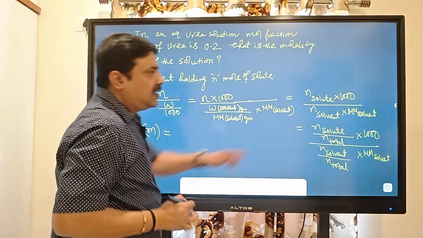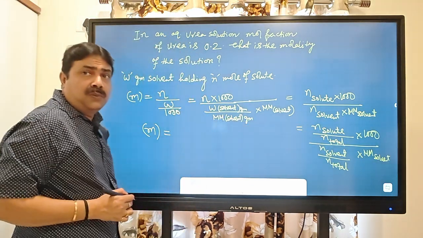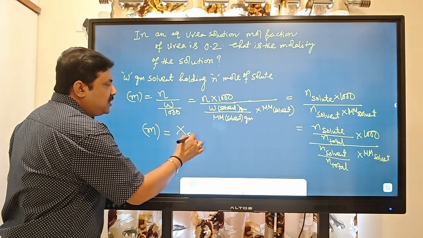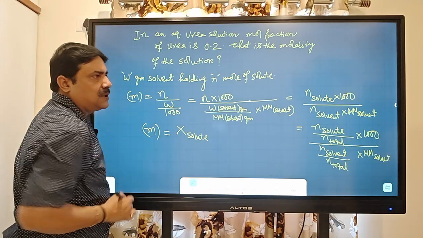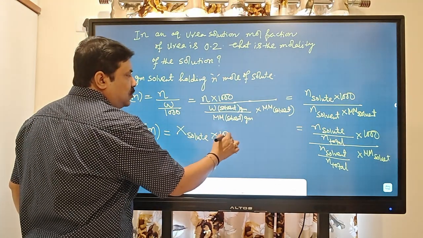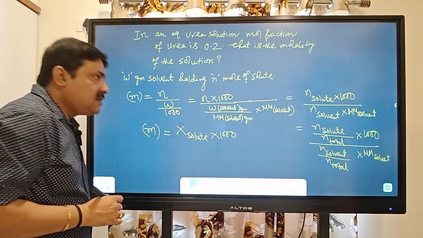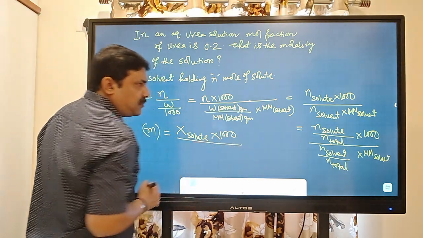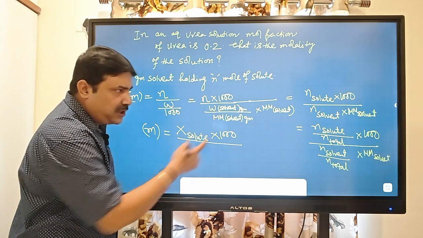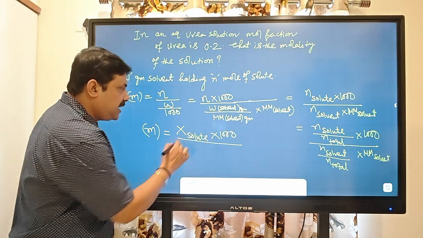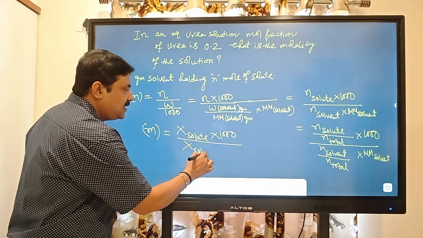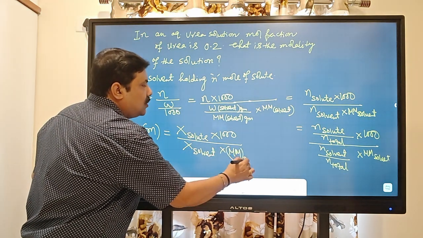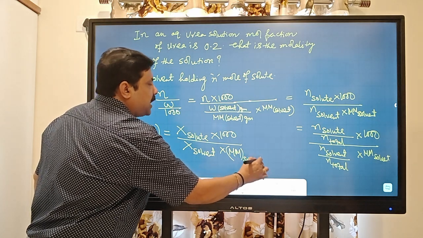Then ultimately, finally, what are we getting? Molality will be equal to the number of moles of solute with respect to the total number of moles, which is nothing but the mole fraction of solute, into 1000. In the numerator we are getting the mole fraction of solute, because the number of moles of solute by n total is there. Then below, in the denominator, what are we getting? The number of moles of solvent with respect to the total number of moles, which is nothing but the mole fraction of solvent, into the molar mass of solvent. Now our formula is ready for this problem.